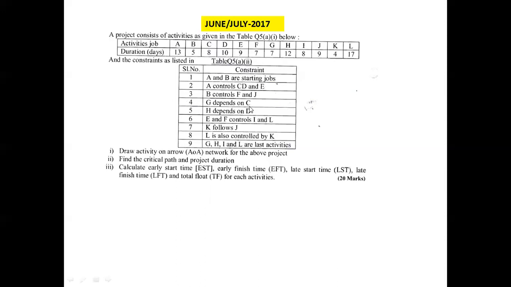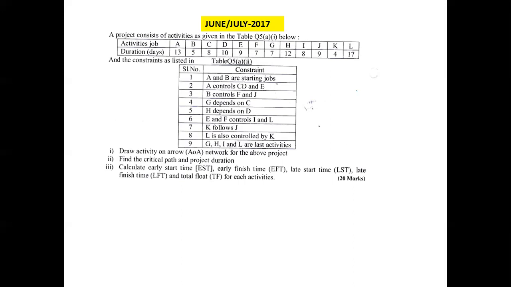Then G depends on C. It means after C, G will be commenced. Then H depends on D, means after D, H will be commenced. E and F control I and L, means the completion of E and F will only allow I and L activities to start. Then K follows J, means after completing J, K will be commenced. Then L is also controlled by K. Along with E and F, L is also controlled by K. And finally, G, H, I, and L are last activities.